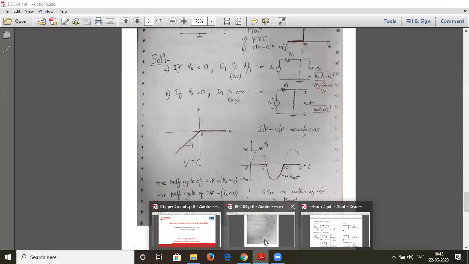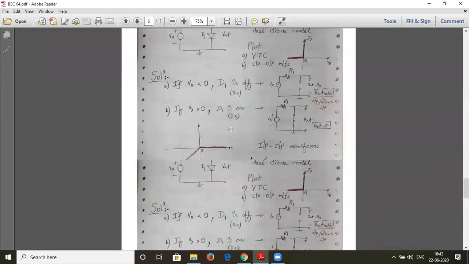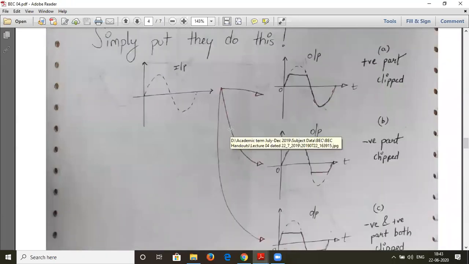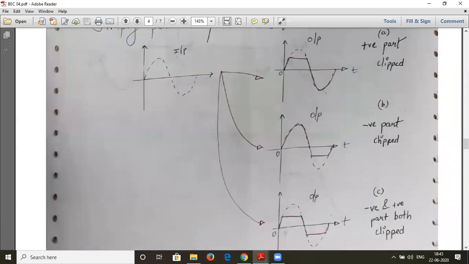Before moving on to the clipper circuits, let us try to understand what we mean by a clipper. If you have an input sinusoidal waveform, let me just turn on the annotation over here. If you have a sinusoidal signal like this, and you apply it to a clipper network, it will clip either the positive part of the input or the negative part of the input.